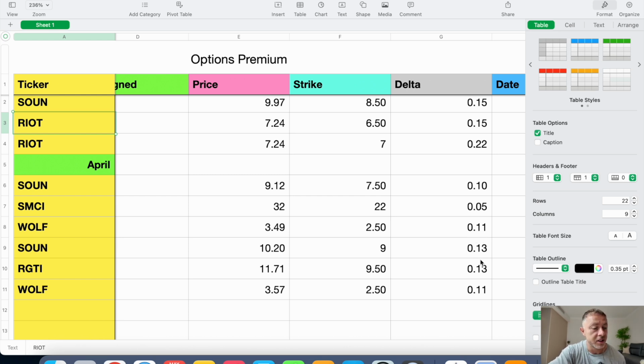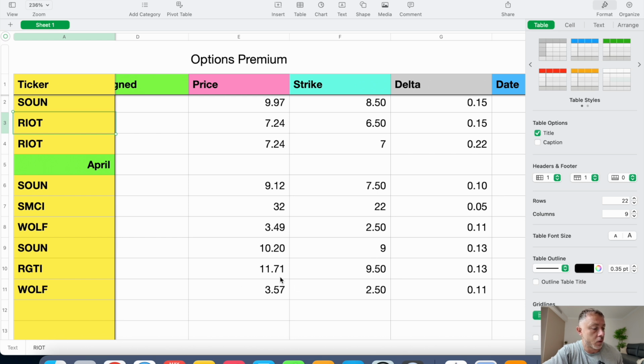And then we have here 13 delta, and 11 delta. So you can see they're all very low. They're all very, very conservative, which means I'm highly likely to win these trades, and nothing's going to happen except for I'm just going to get paid, and that's it. So that's the deltas I chose there. You can see here the price of Soundhound was $10.20, and I sold it at a $9 strike.